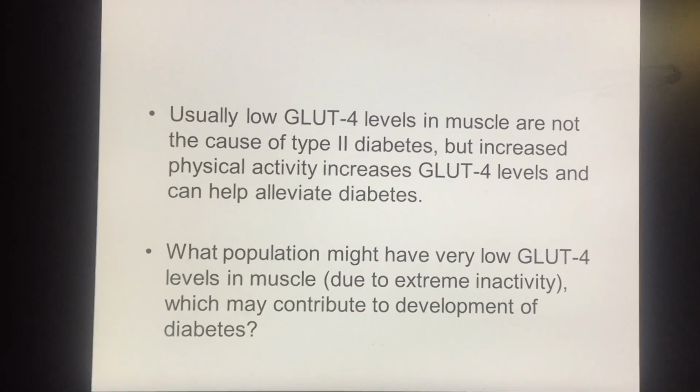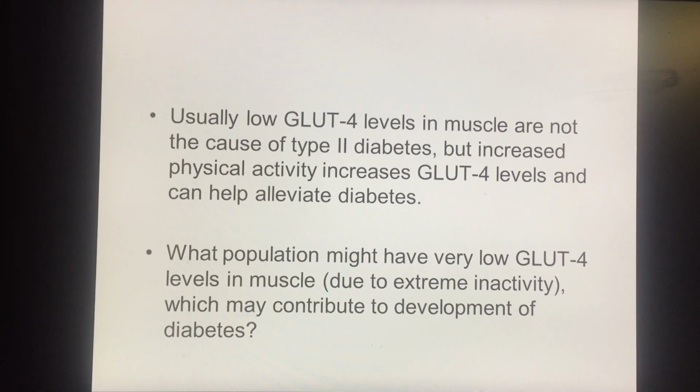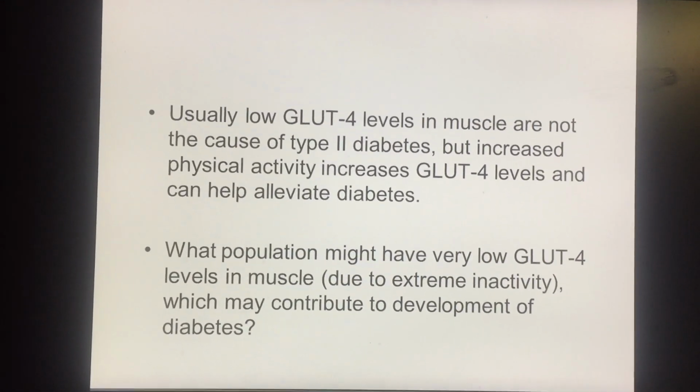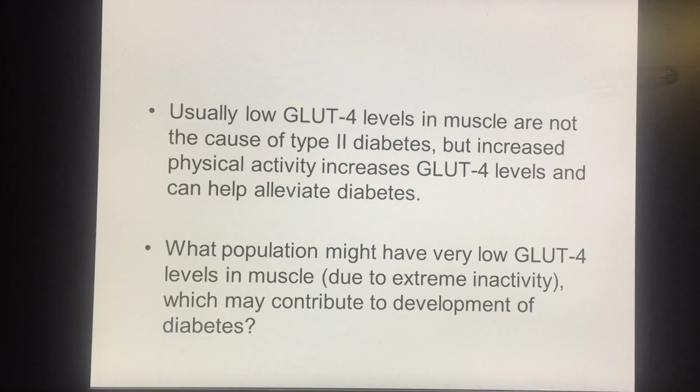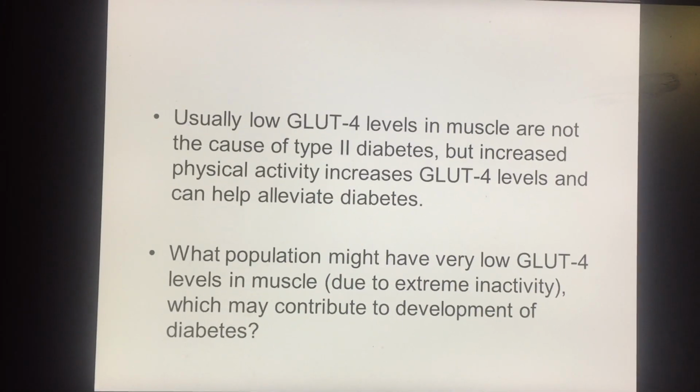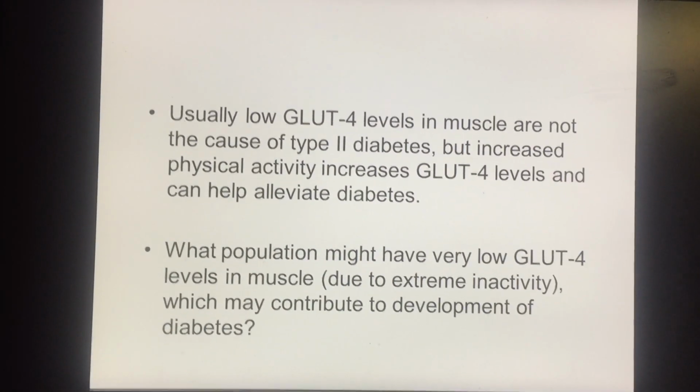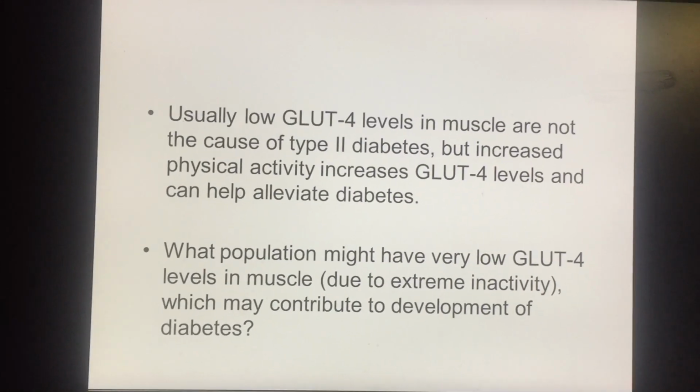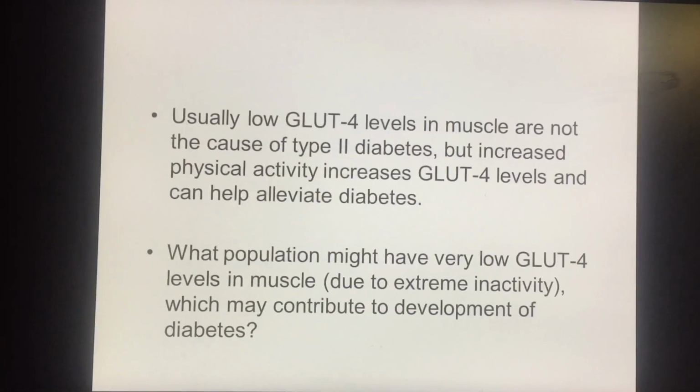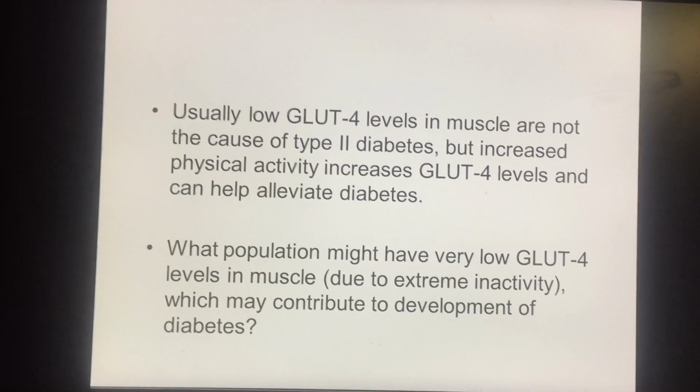So the key here is that usually low GLUT4 levels in muscle are not the cause of type 2 diabetes, but an increase in physical activity that increases the GLUT4 levels can help to alleviate type 2 diabetes. So it just helps you to clear blood glucose better and get more glucose into the muscle.